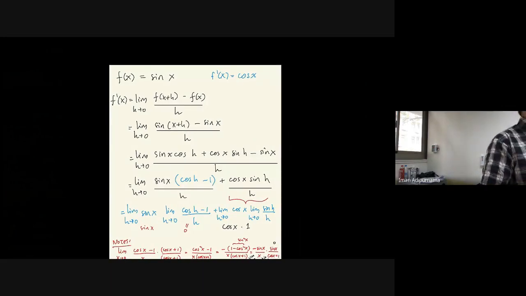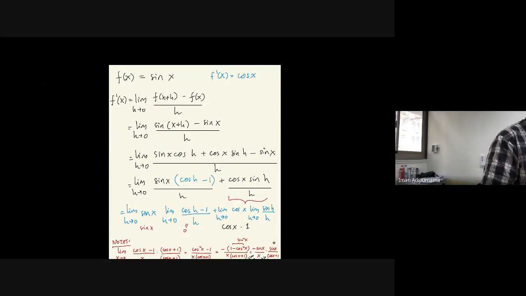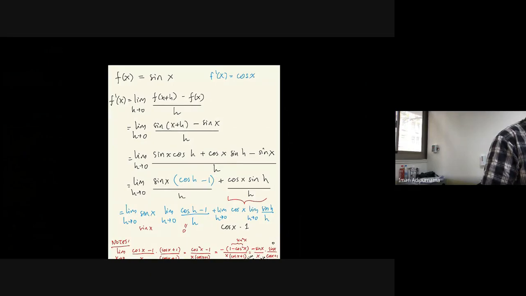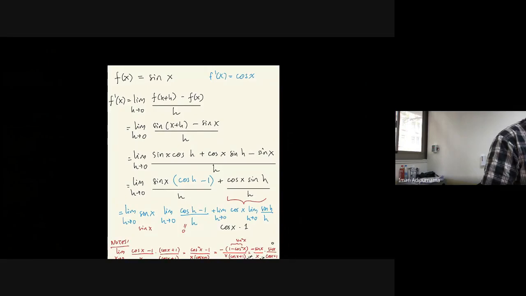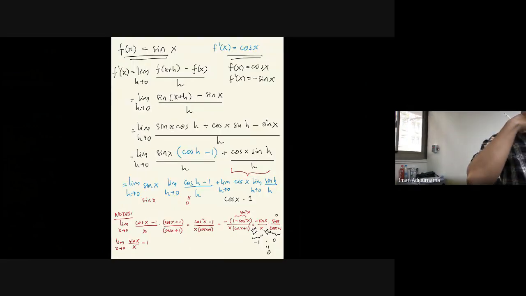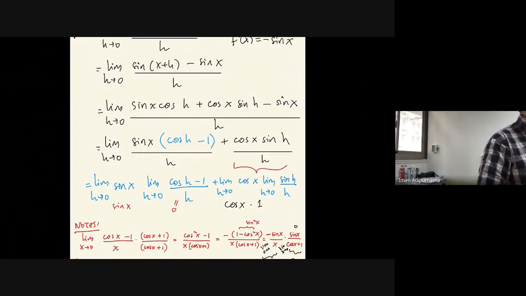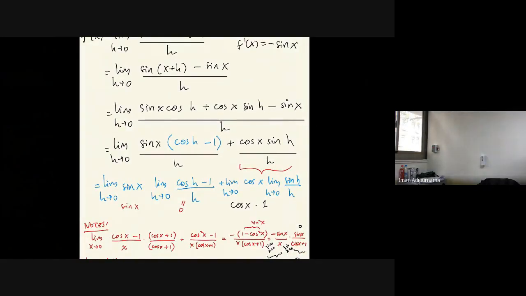It's a similar method. If you have cos x, then your first derivative is negative sine x. The negative is from the cos x plus h expansion. You will have the negative sign, so it will be negative. But the concept is all the same with the sine.